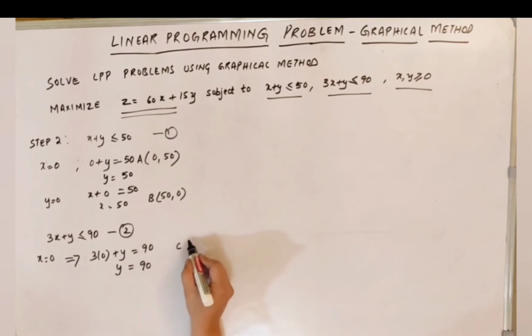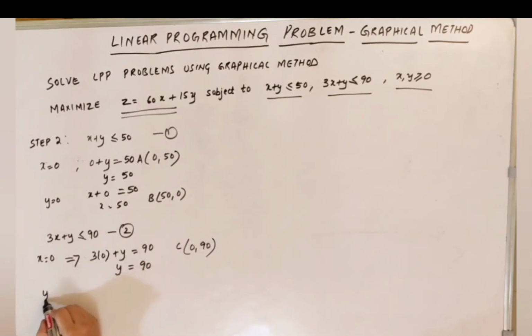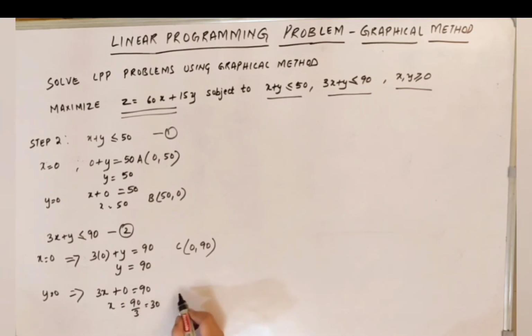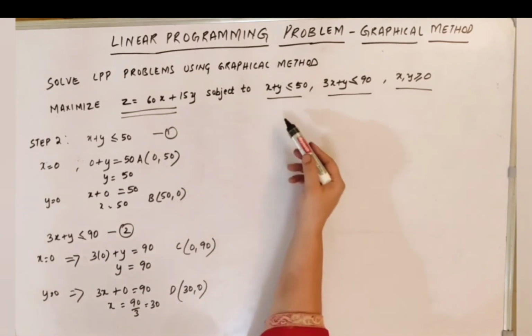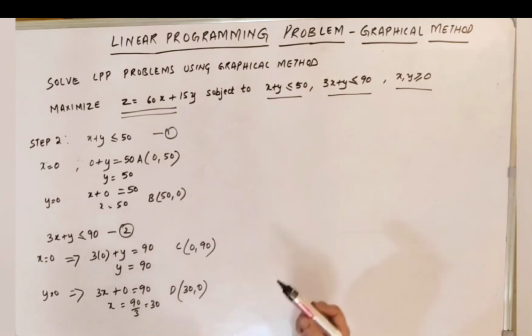So what is our third point? 0 and 90. Now we will take y is equal to 0. So we get 3 into x plus y, where y is 0, is equal to 90. So we get x is equal to 90 by 3, which is 30. So what is our point? Fourth point, it is 30 and 0. So we've got 4 points. We have got the points from both the constraints.